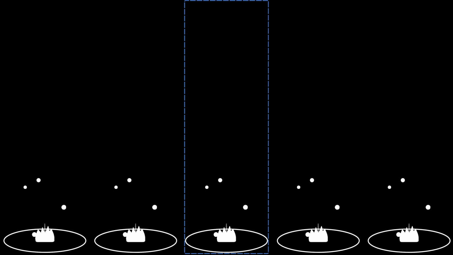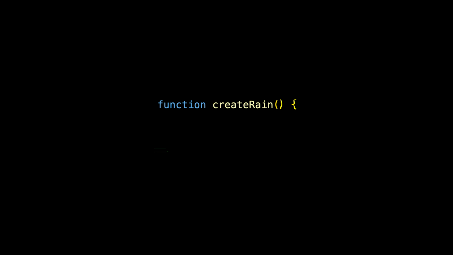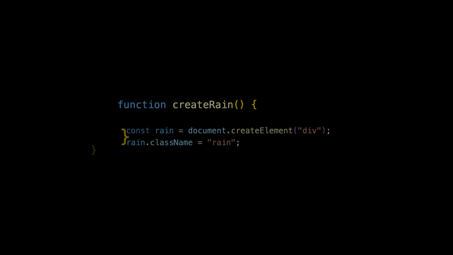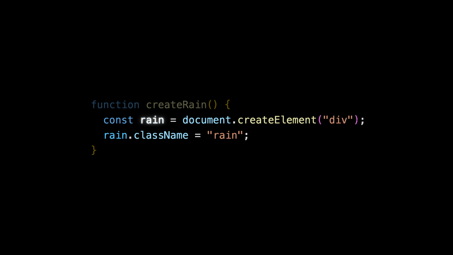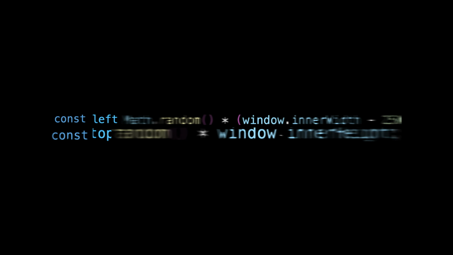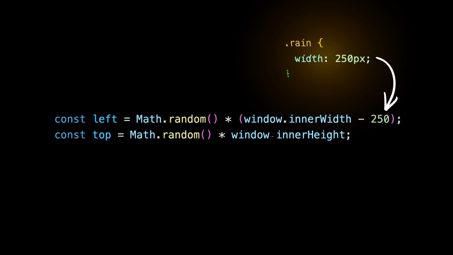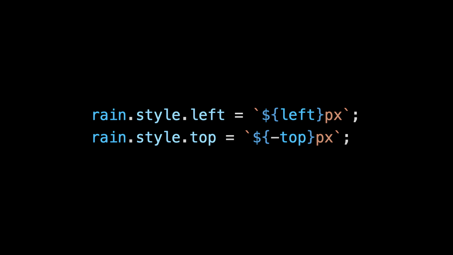To fill the screen, we need many of them, and they should appear at random positions. So let's define a small function that creates a rain element dynamically and then builds all the inner HTML for it. For each rain element, we generate random left and top values to place it at a different position. The 250 represents the width of the rain container, ensuring the drops spawn within the screen.